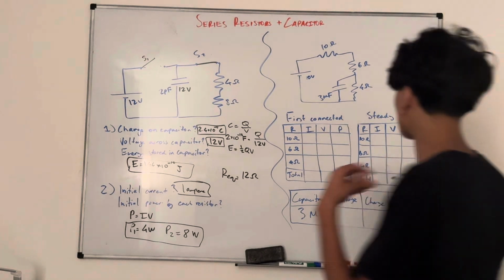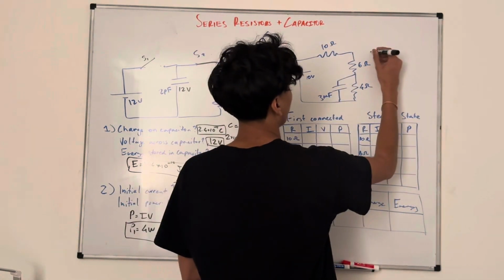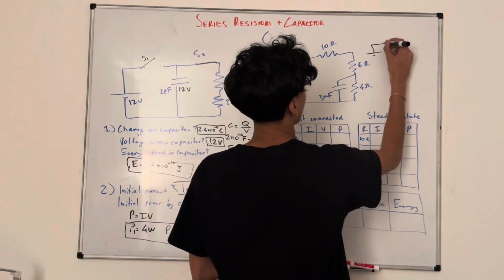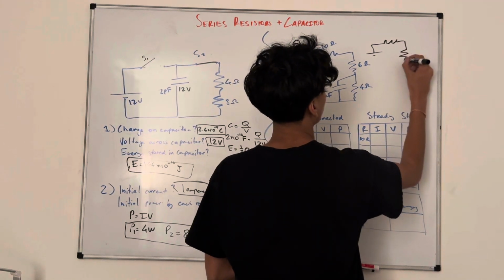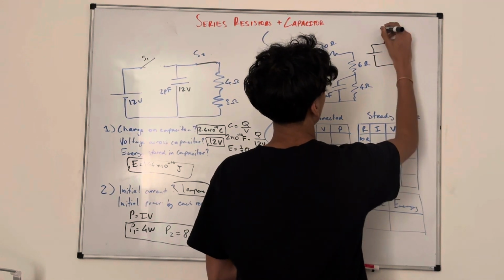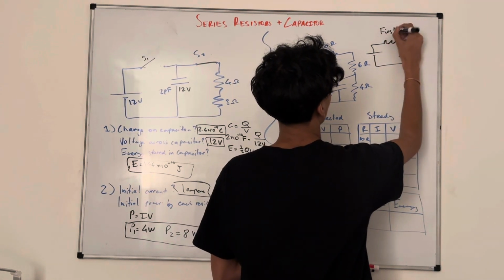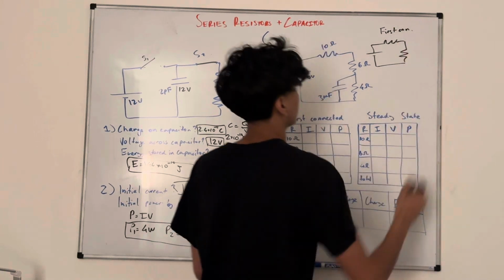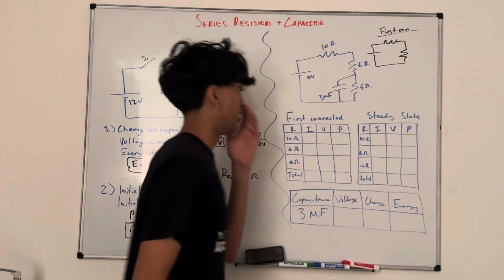I can redraw this, right? I can redraw this as, like so, only 2 resistors. So I could say first connected, it's going to look like this.